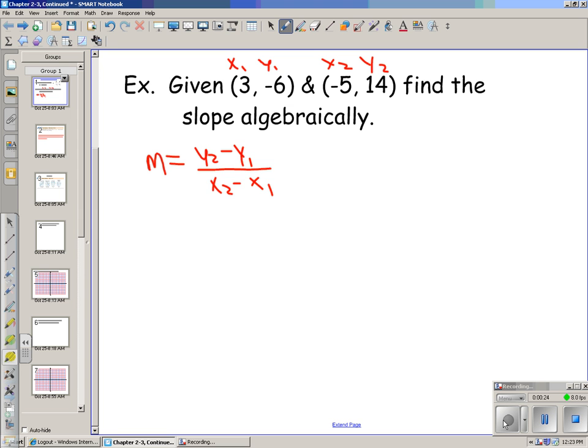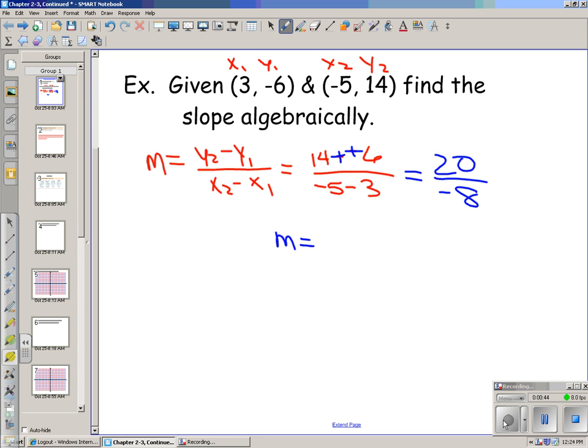Now, I start plugging and chugging. 14 minus a negative 6, negative 5 minus 3. Minus a negative is what? A positive. 14 plus 6 gives me 20 over negative 8. What does 20 over negative 8 reduce down to? 5 over negative 2. Very good. And that is your slope algebraically.